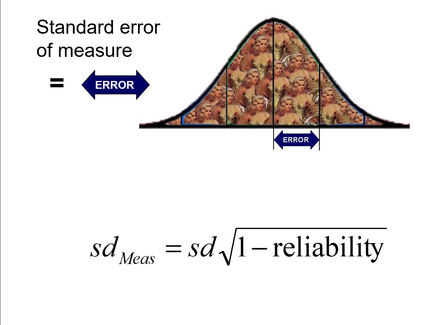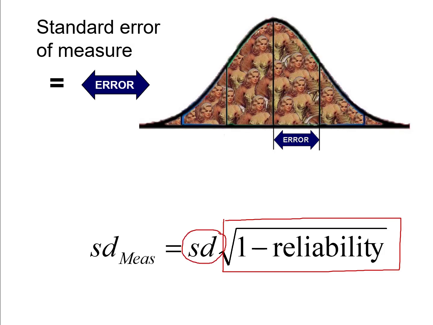And here is the full formula for the standard error of measure. This is the formula that you need to know, and this is one that will work on any kind of scale, regardless of whether it's a z-score scale or not. So what we're going to do here is take the square root of 1 minus reliability, that same thing we saw on the previous slide, and multiply that by the standard deviation of our scale.